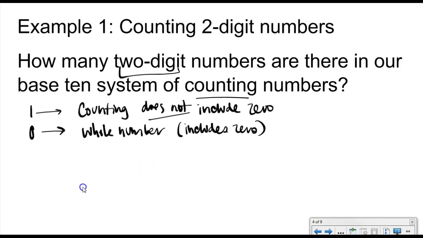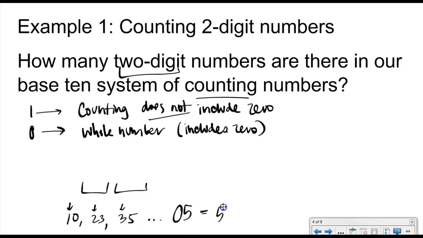Okay, so if I'm thinking of a 2-digit number like 10, 23, 35, and so on, I notice there's one number that can never be in front. And do we know what that is? It is 0. Because if I were to put 0 and then another digit, let's say 5, 0 5 equals 5. It's not a 2-digit number. So I can never put a 0 in this first spot.